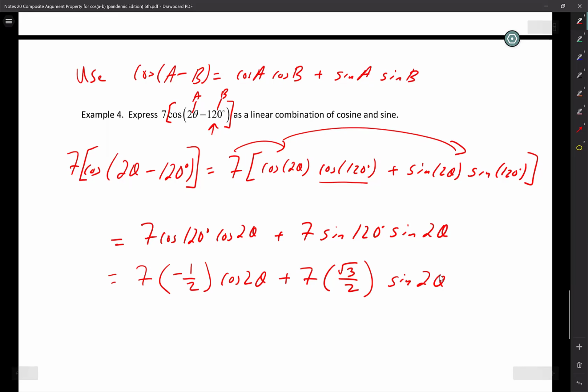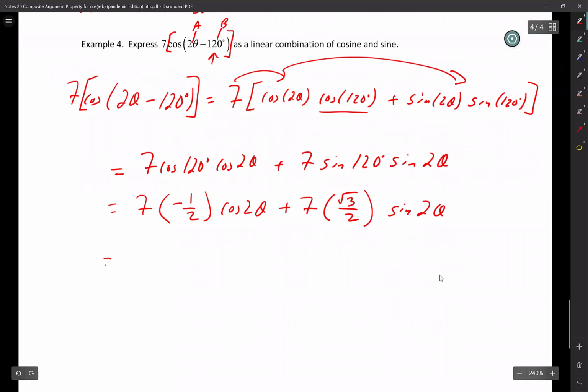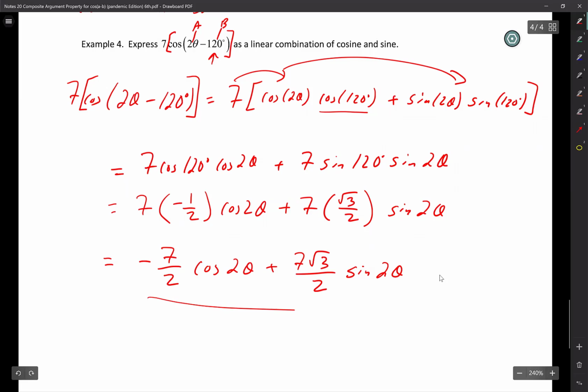And I wouldn't leave it like that, guys. I mean, you can, but make it look nice. Negative 7 halves cosine 2 theta. If you wanted to put it in decimal, you can, I guess. But this is a perfect answer. Plus 7 square root of 3 over 2. I better change that 7 to an 8 so it can go in nicely. Sine 2 theta. And there it is, guys. That's my answer. That's what they wanted.